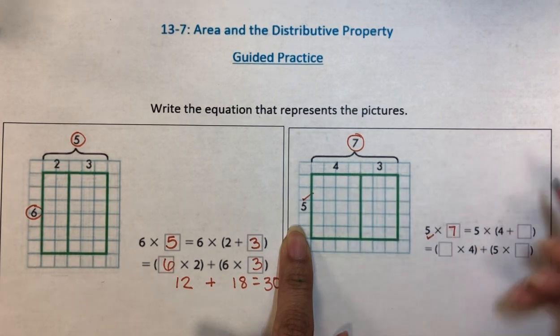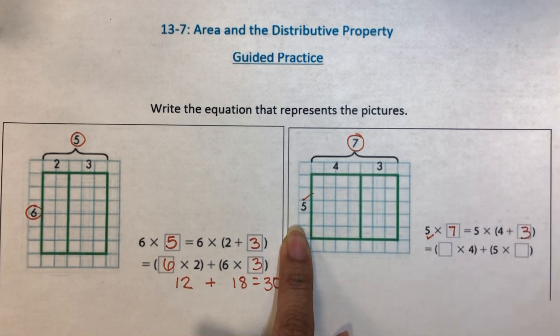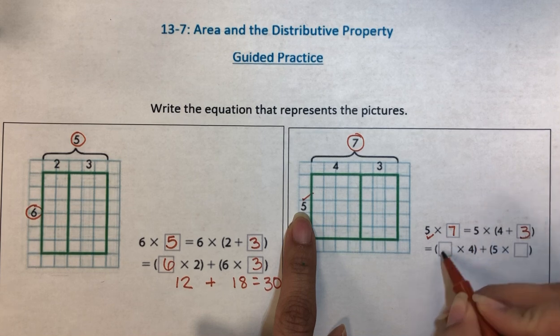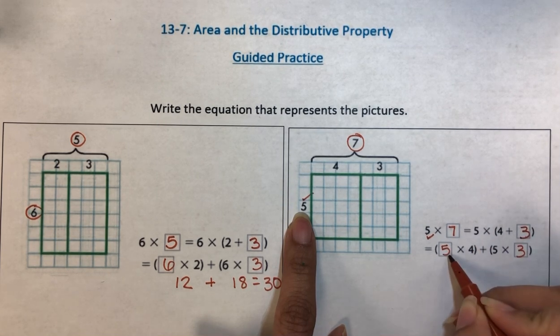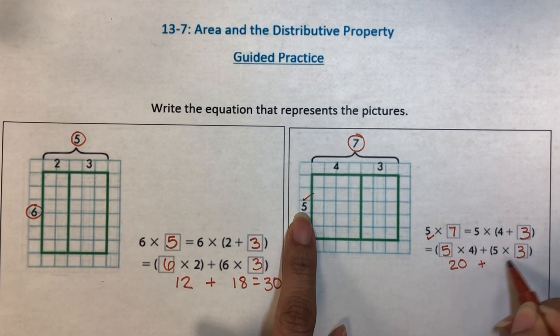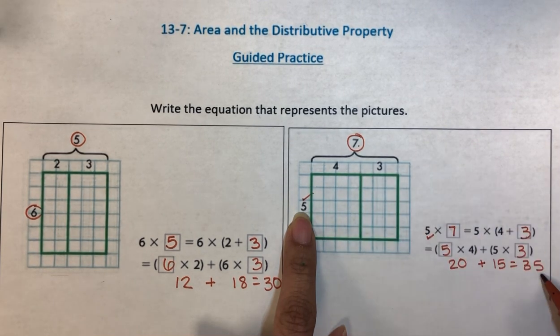But 4 plus 3 still equals 7. So again, my value has not changed. It just looks different. Instead of 7, it's a 4 and a 3. So now the 5 is going to be distributed between the 4 and the 3. 5 times 4 and 5 times 3. 5 times 4 is 20, plus 5 times 3, 15, equals 35, just like 5 times 7 equals 35.